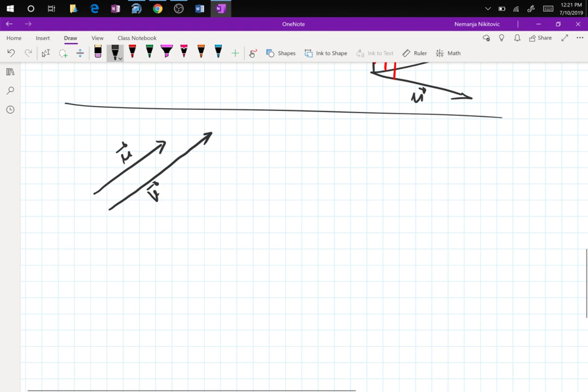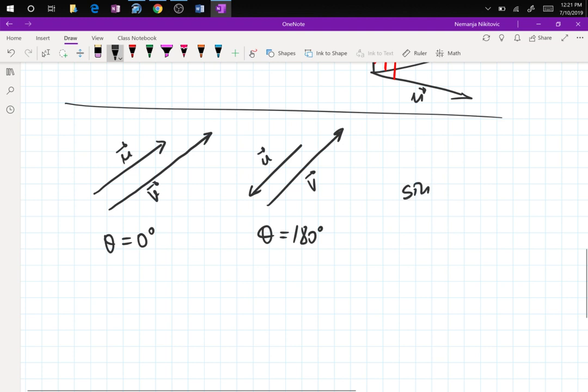Now, this also means that if you have the opposite vectors like this, these are completely different because their orientation is different and their magnitude is different. So in this case, theta is 0 degrees, and in this case, theta is 180 degrees.